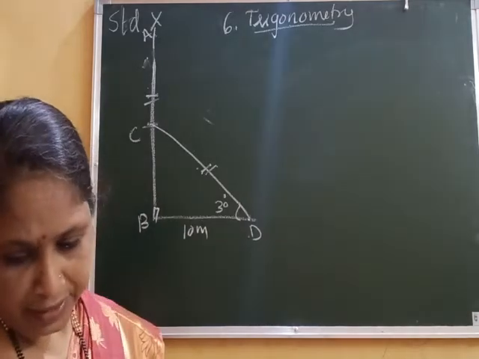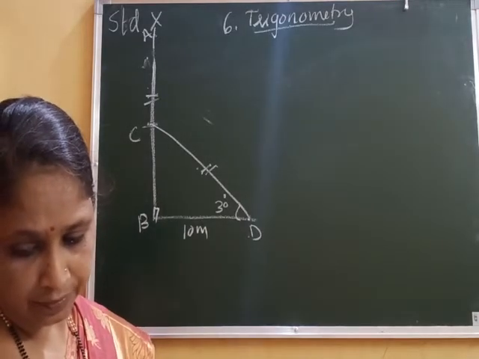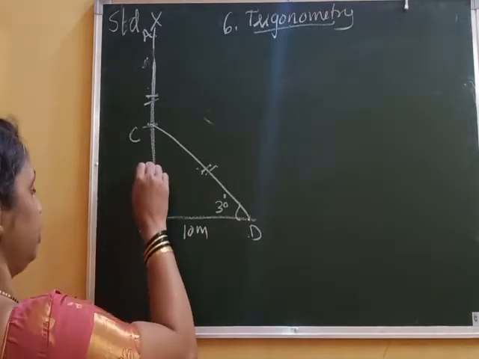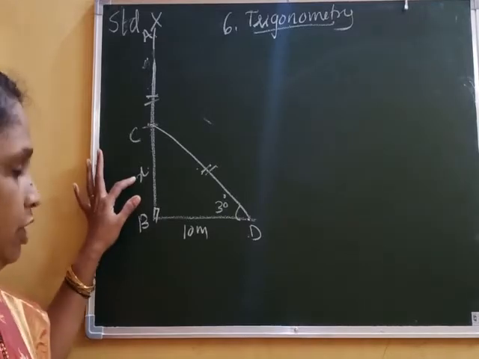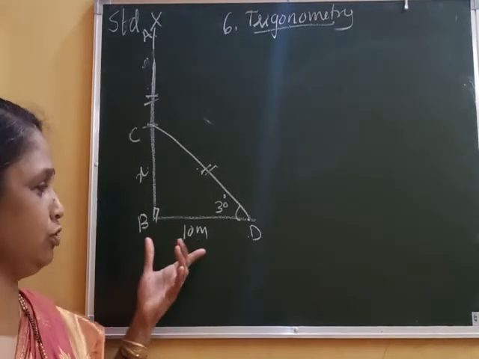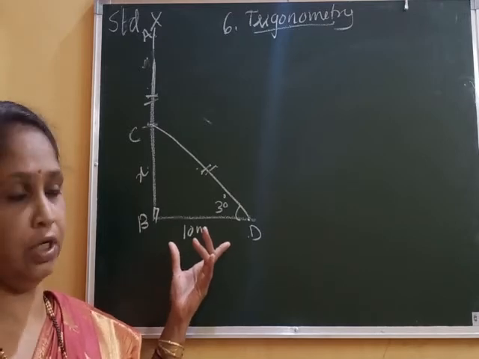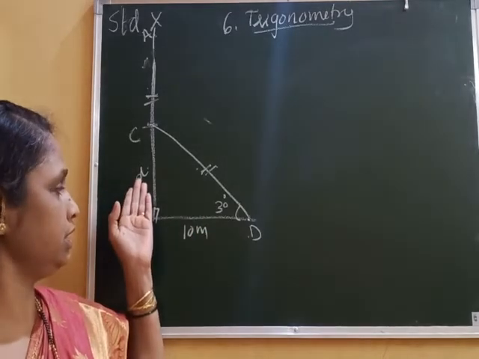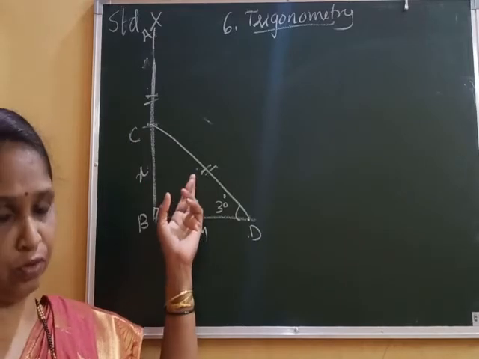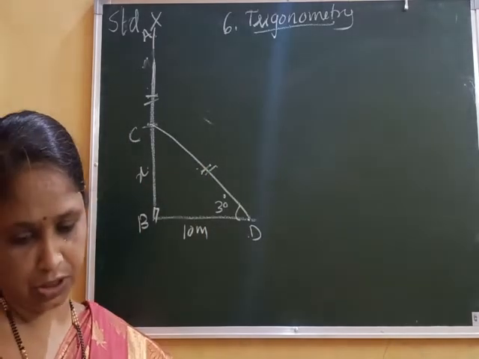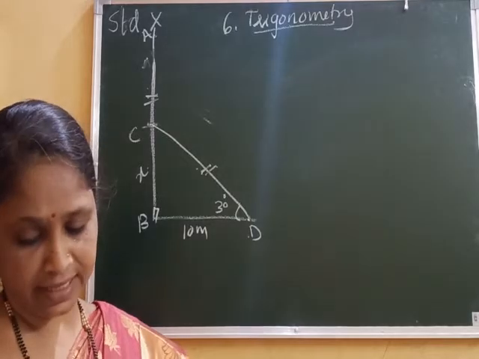Now you have to find this distance, x. Using trigonometric ratios you can find this distance x, and after getting this, using the theorem of Pythagoras you can find this distance also. Okay, now see the next.